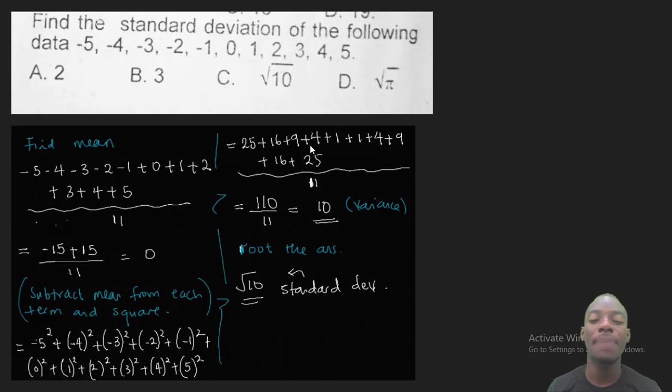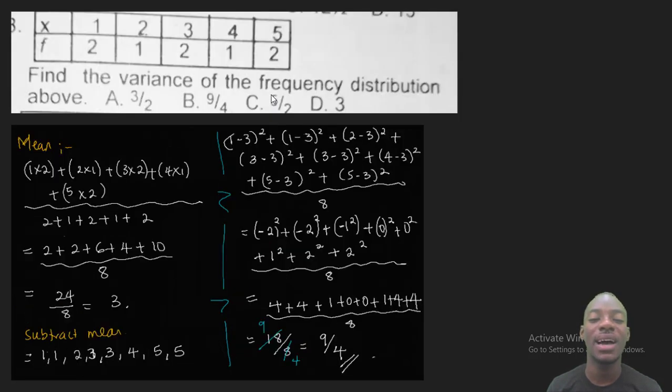25 plus 16 plus 9 plus 4 plus 1 plus 1 plus 4 plus 9 plus 16 plus 25, all divided by how many numbers? 11. And that's 110 divided by 11, which is actually 10. So the variance is 10. Now to find the standard deviation, just root the answer. The square root of 10 is my standard deviation, and that is the answer to the question.